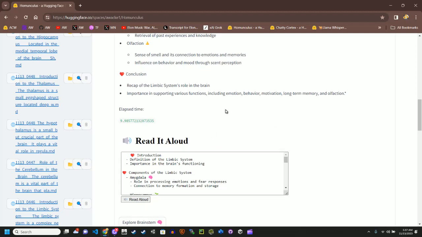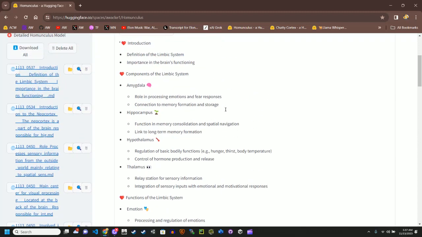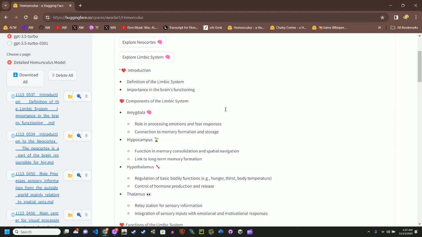Introduction. Definition of the limbic system. Importance in the brain's functioning. Components of the limbic system. Amygdala: role in processing emotions and fear responses.